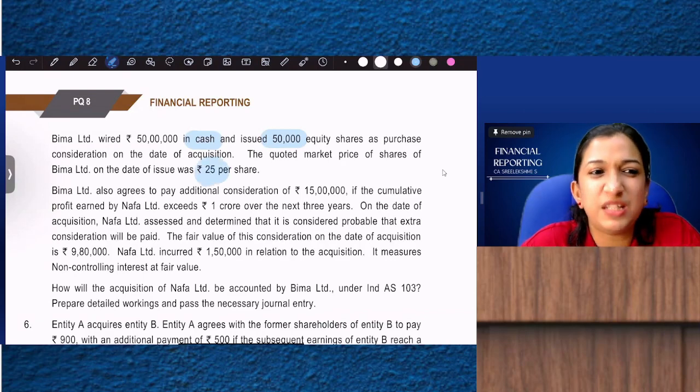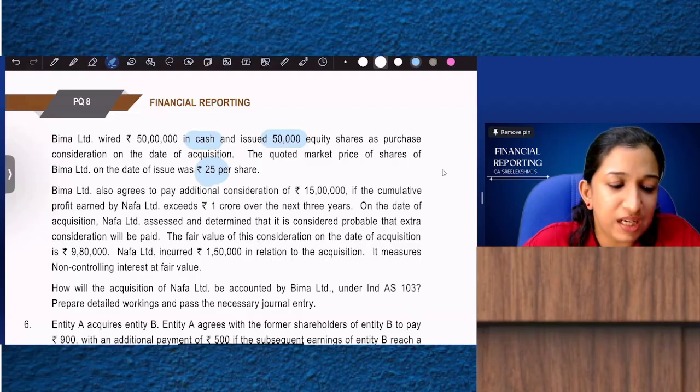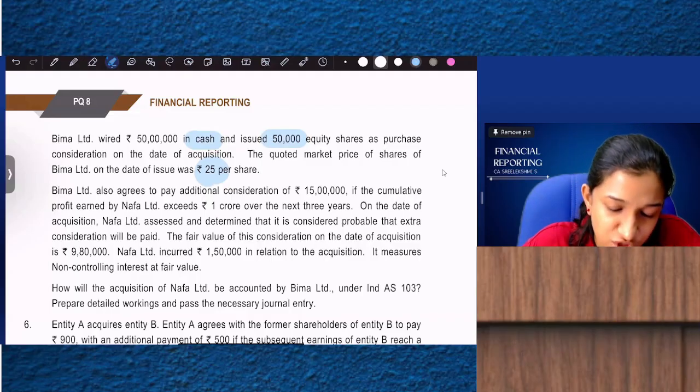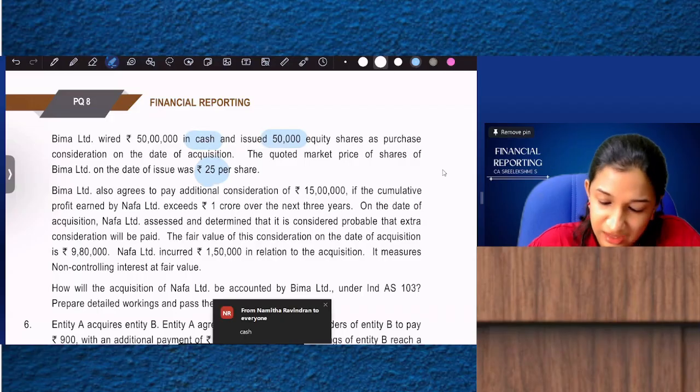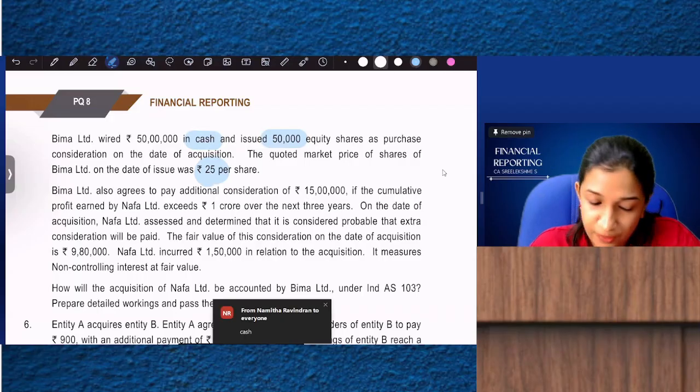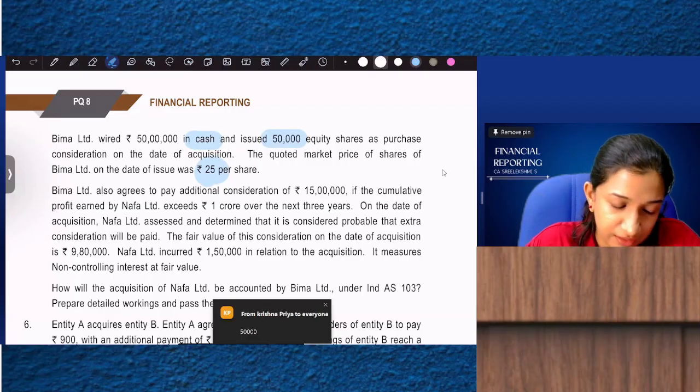So what have they given as purchase consideration? Cash, then equity shares. How much is the equity shares they have given? Cash 50 lakhs and equity shares 50,000 into 25. Okay, 12 lakh 50,000.